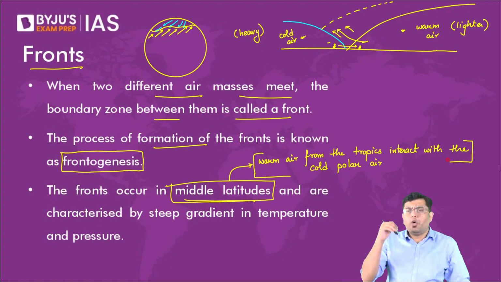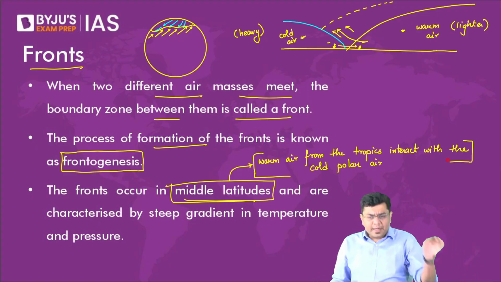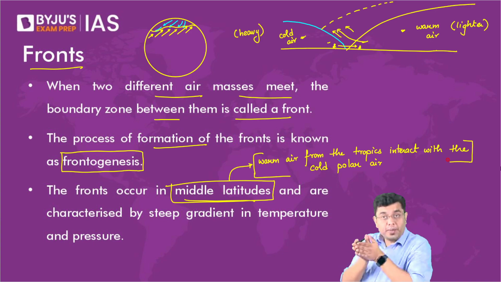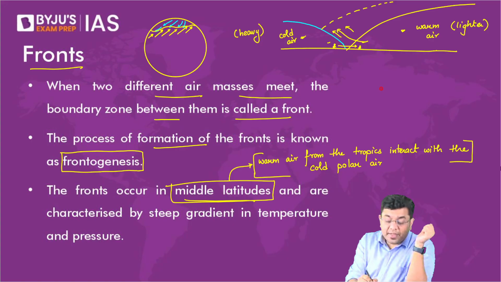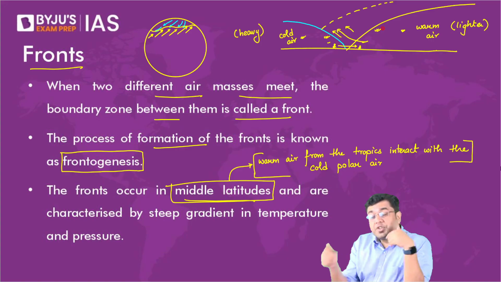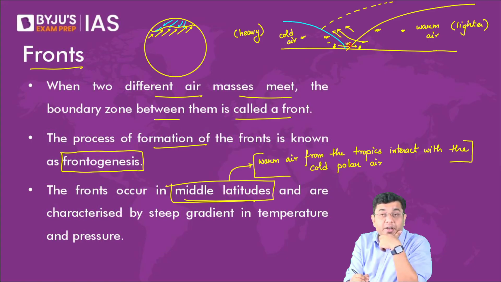Now, here you can always apply common sense and logic. The greater the difference between the warm and cold air temperature, the more stark will be that zone of transition. If the temperature here is very low and the temperature here is very high, that means the zone of transition created will have very sharp conditions of weather, etc.